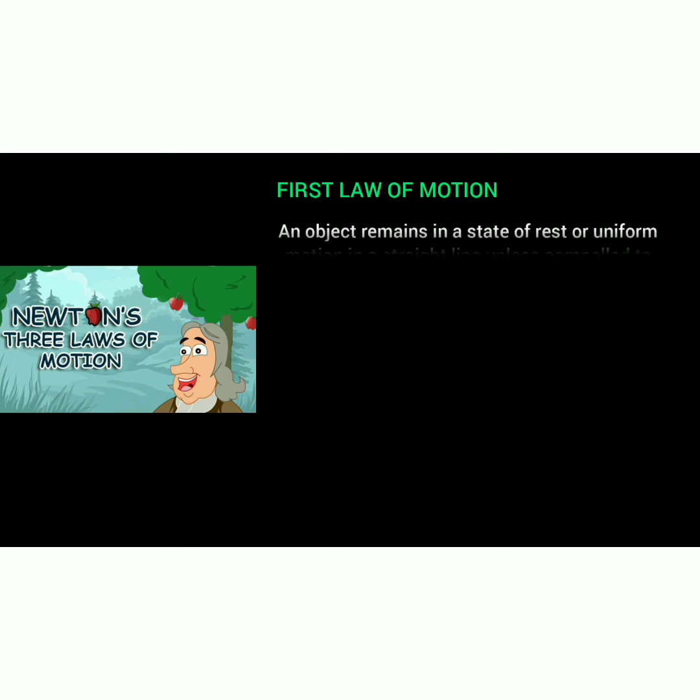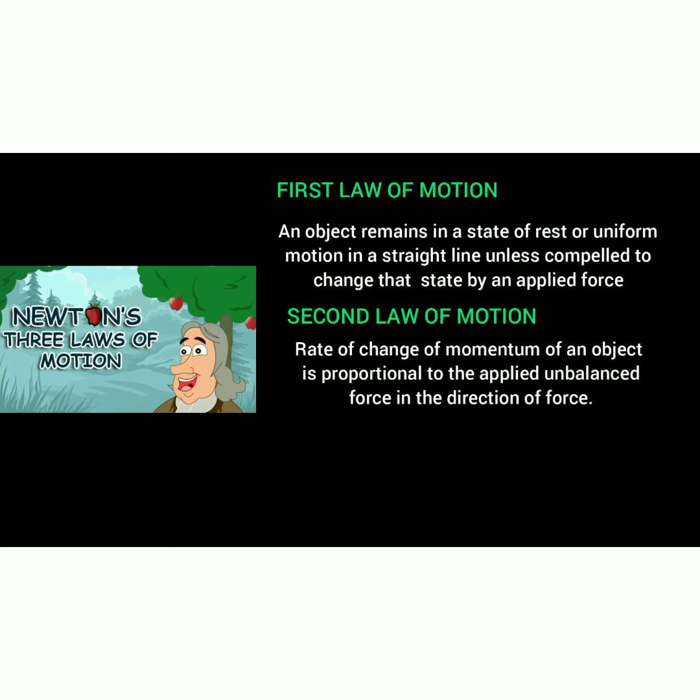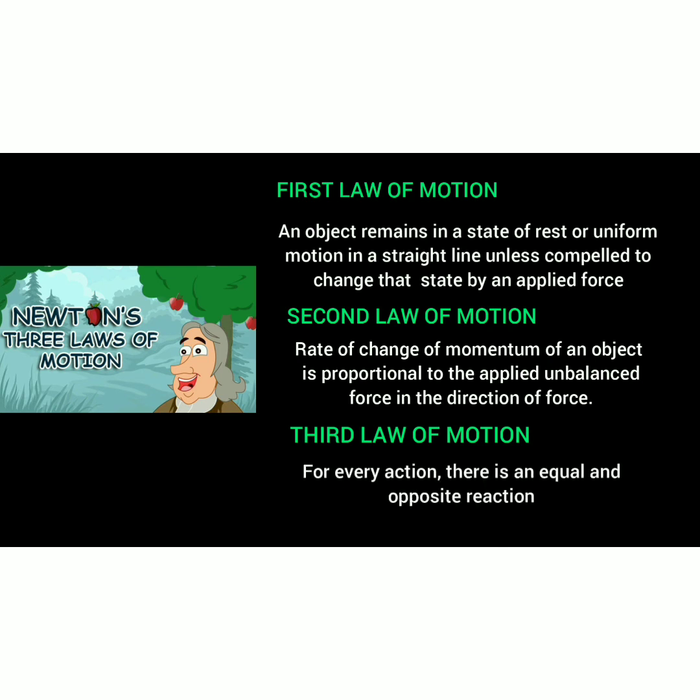A quick summary. Can you recall Newton's first law, second law, and third law of motion? First law of motion: an object remains in a state of rest or uniform motion in a straight line unless compelled to change that state by an applied force. The second law states that the rate of change of momentum of a body is proportional to the applied unbalanced force in the direction of force. Then Newton's third law states that for every action there is an equal and opposite reaction.